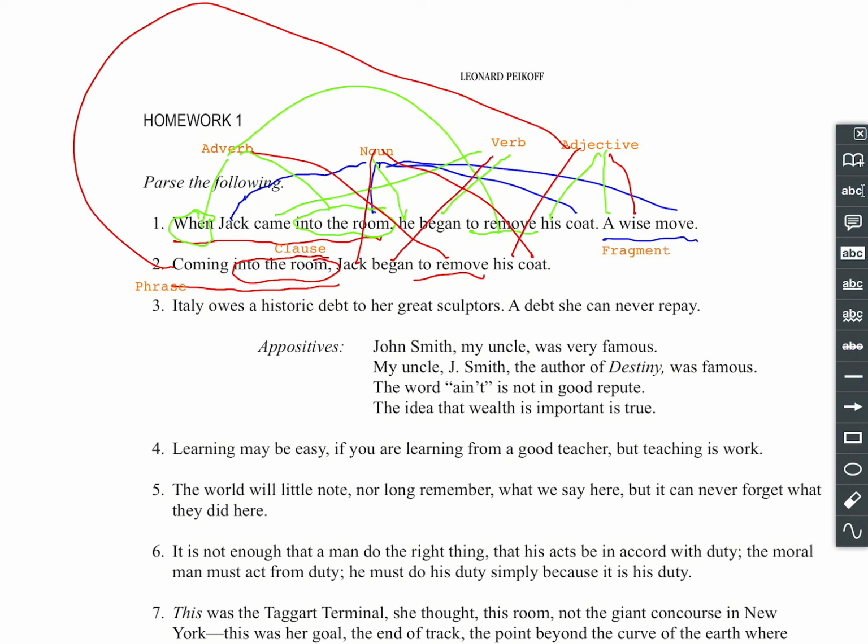"Italy owes a historic debt to her great sculptors, a debt she can never repay." Alright, that last one is a fragment.